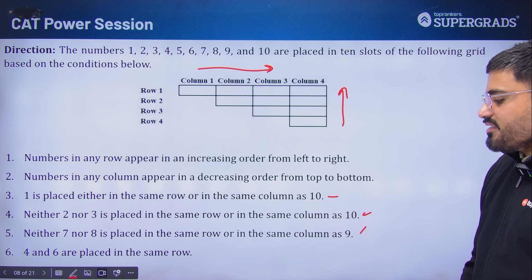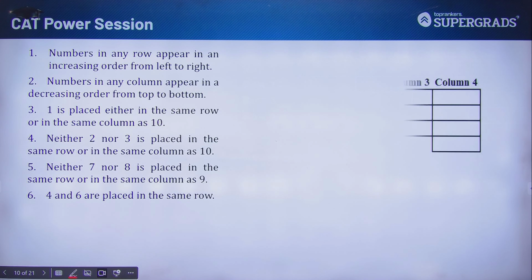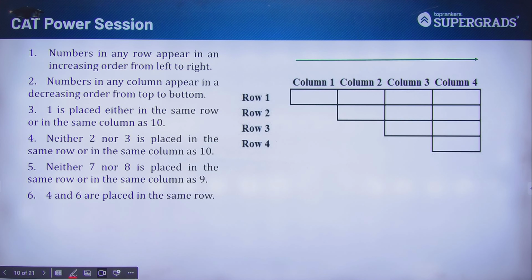So let's have a look. Numbers in any row. I have extracted the main piece of information. Numbers in any row appear in increasing order from left to right. So from left to right, it increases. And numbers in any column appear in decreasing order from top to bottom. So if I talk from top to bottom, it decreases. It is in decreasing order.